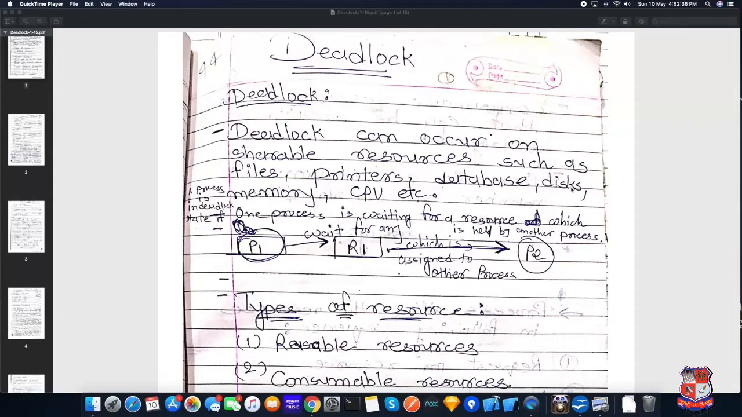So, what is deadlock? The deadlock is when one process is waiting for the resource R1, which is already held by another process. In the diagram, the P1 process is waiting for resource R1 and R1 is already held by another process P2. So, in this situation, the deadlock can be generated.